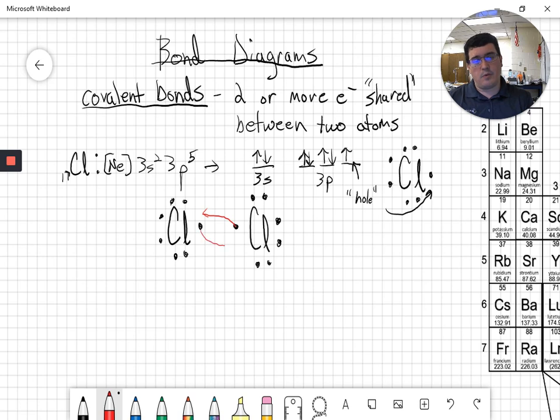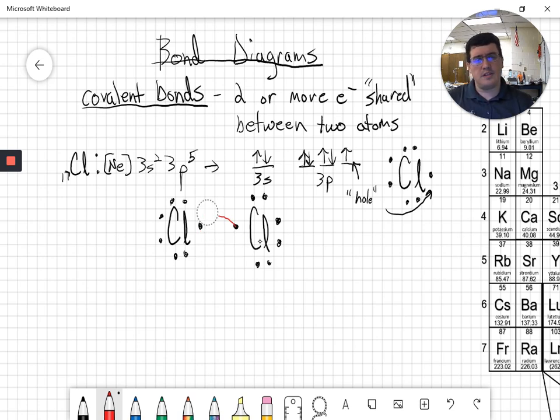So maybe it goes the other way around. Maybe this electron comes in here, and you're like, well, but now if I remove this electron, this chlorine atom's going to be missing some. This one's going to be at full octet. So how do we solve this problem? Full 8, I should say. How do we solve this problem?